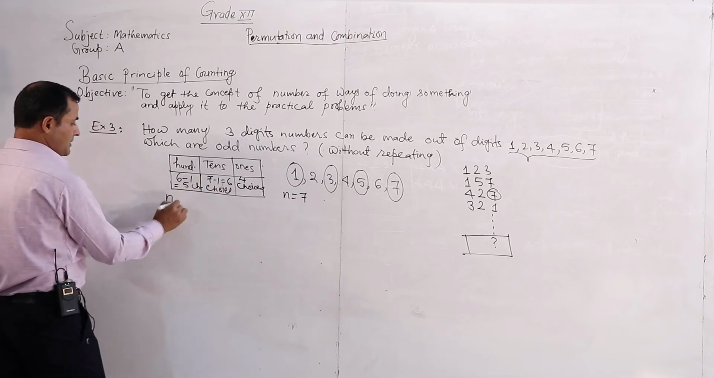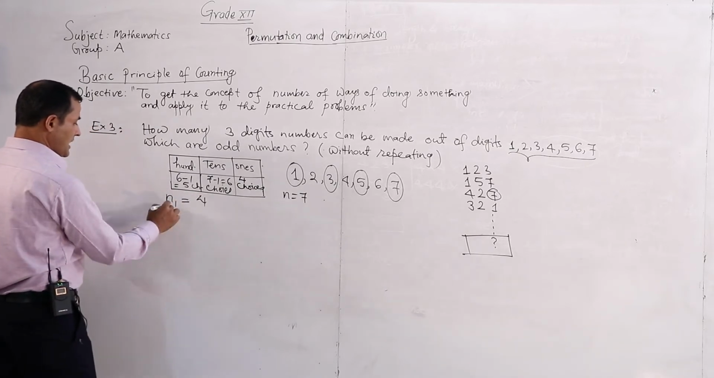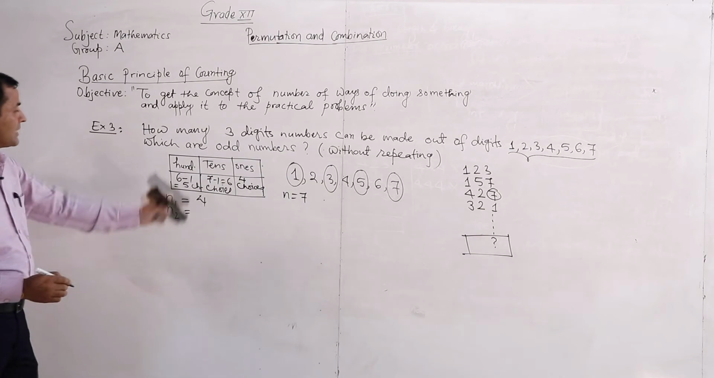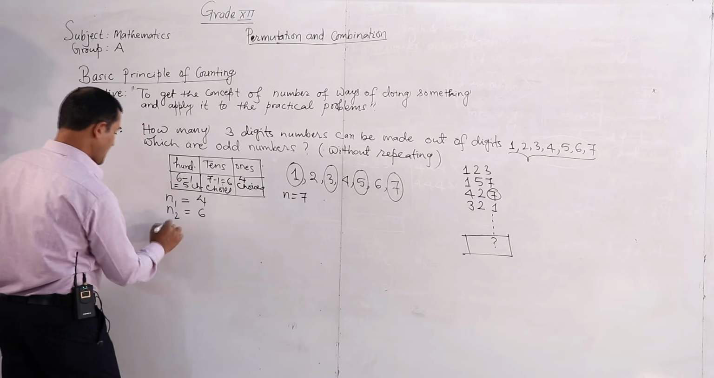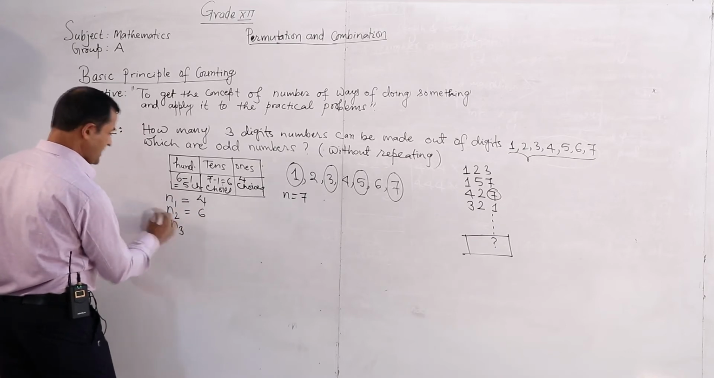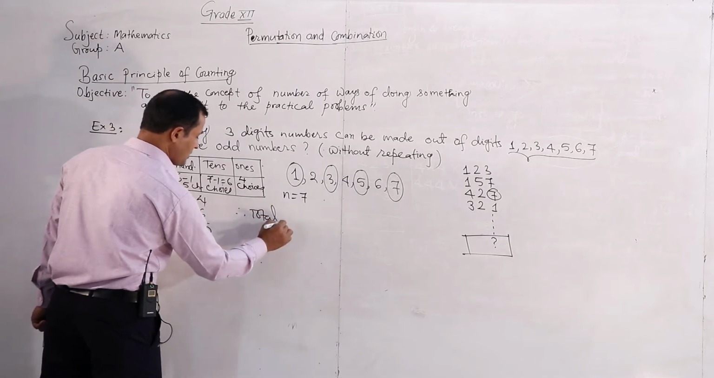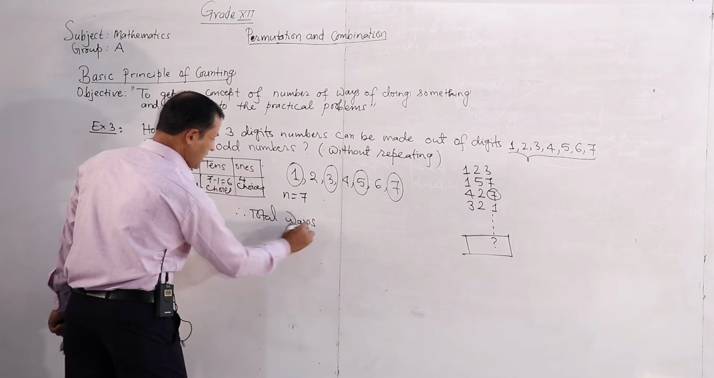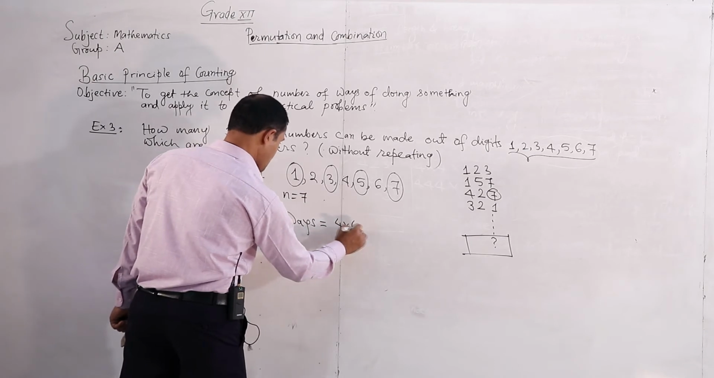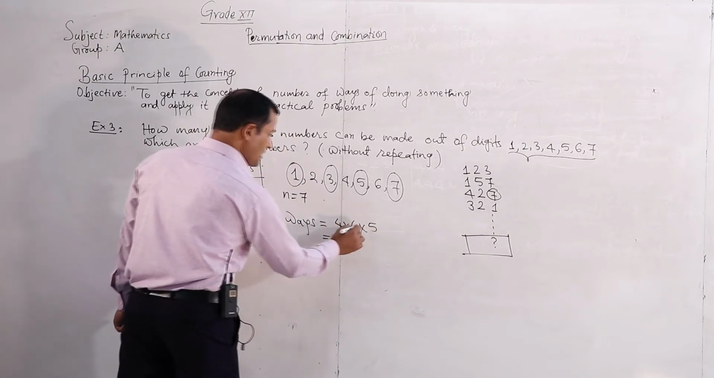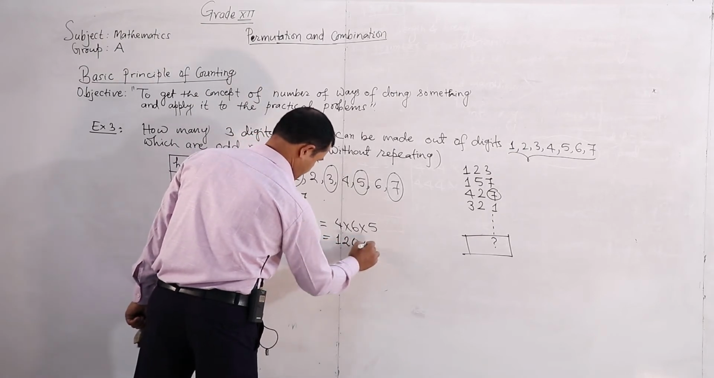So n1, the number of ways of choosing the ones place, is 4. n2, the number of ways of choosing the tens place digit, is 6, and that of the hundreds place digit is 5. So the total required 3-digit numbers are 4 times 6 times 5, which is 4 times 6 equals 24, times 5 is 120.